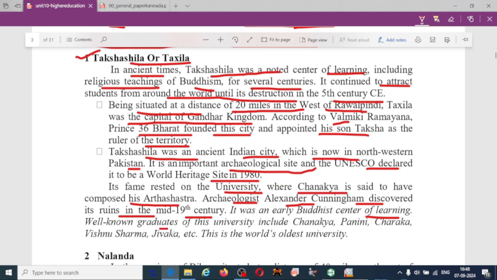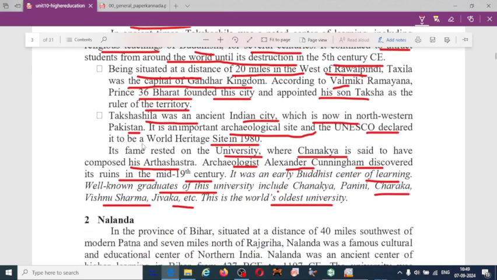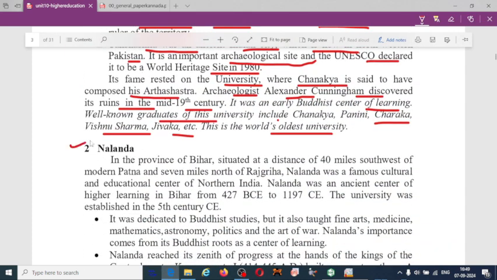Well known graduates of this university include Chanakya, Panini, Charaka, Vishnu Sharma, Jivaka, etc. So, these all are the graduates or the gurus, what we call them at that time, in Takshashila. This is the world's oldest university. So, in the exam, they may ask which is the oldest university and the spiritual capital of India, which we call Takshashila. So, next comes the famous Nalanda University.